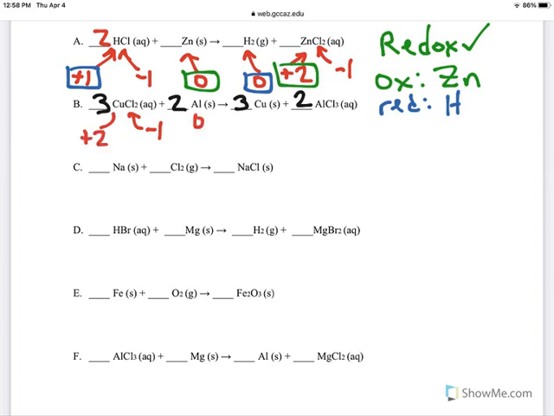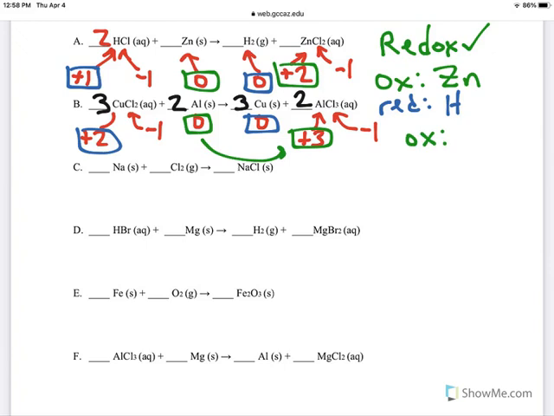Aluminum will be 0 since it's by itself in its elemental form. Same for copper on the right. Chlorine still has a -1, and aluminum must be +3 to cancel them all out. So let's look and see if anything changed. I see that copper went from +2 to 0, and aluminum went from 0 to +3. So yes, this is a redox reaction. And I see that aluminum went from 0 to a +3 oxidation state. That means he lost 3 electrons. So the oxidized component here was the aluminum. And the reduced would be the copper, whose oxidation number dropped from +2 to 0.